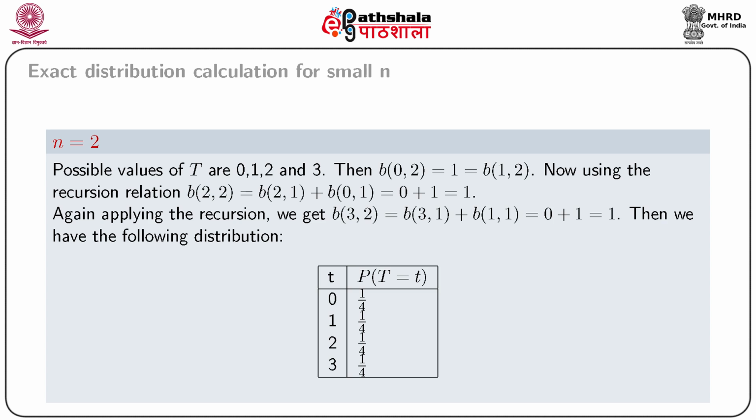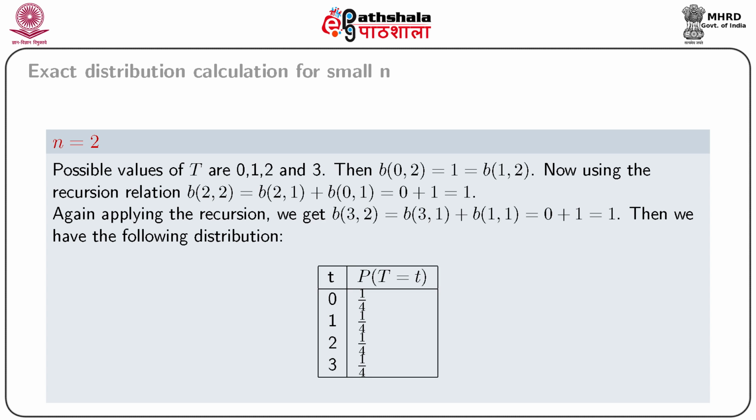Now, calculation of the distribution with small values of n will be helpful to understand the role of the recursion relation. Assume n equal to 2. Then n into n plus 1 by 2 is 3, and hence possible values of t are 0, 1, 2 and 3. Then B02 and B12 are both unity. Now, using the recursion relation, we get B22 equal to B21 plus B01. Now, B21 equal to 0, as getting 2 with n equal to 1 is impossible, but B01 equal to 1. Then we get B22 equal to 1.